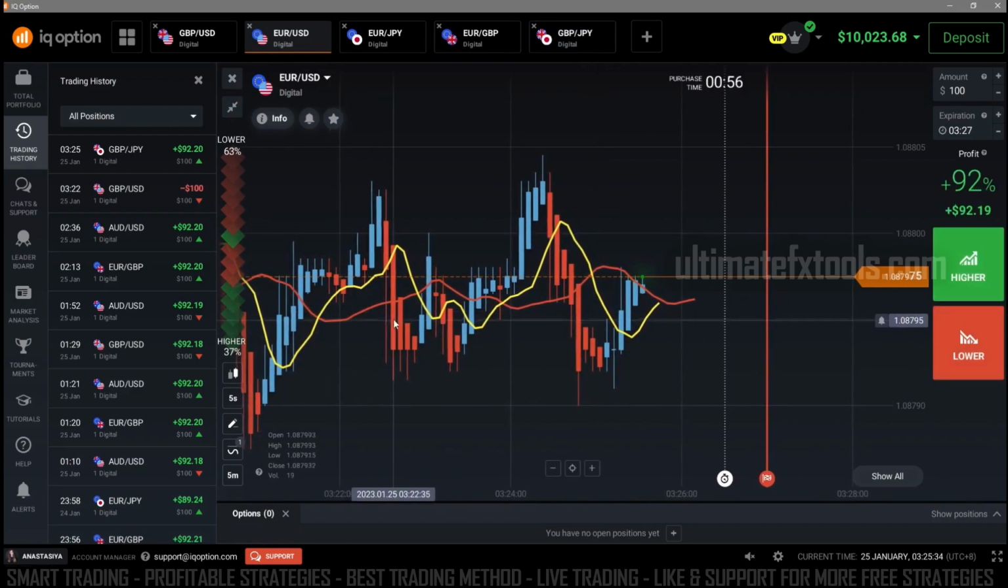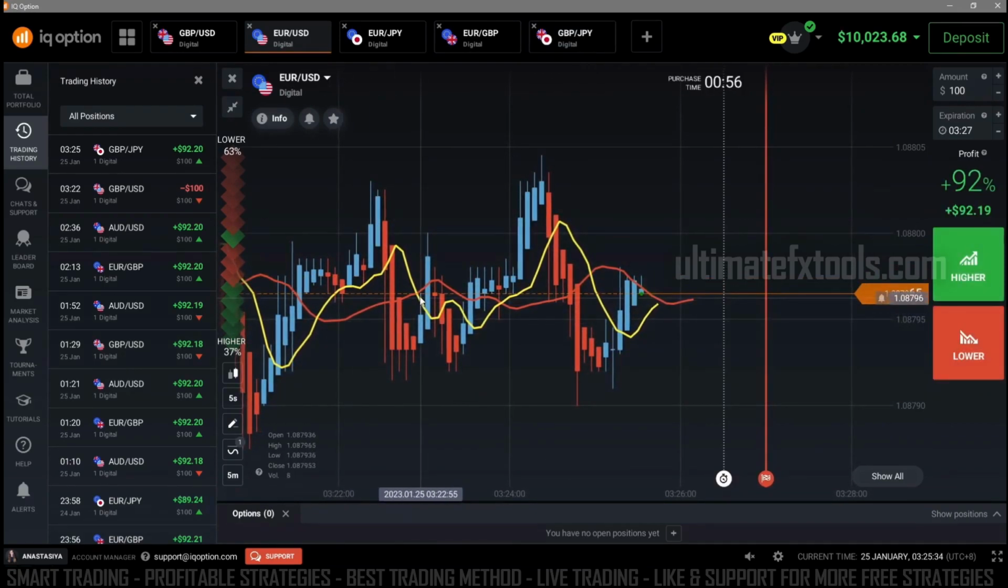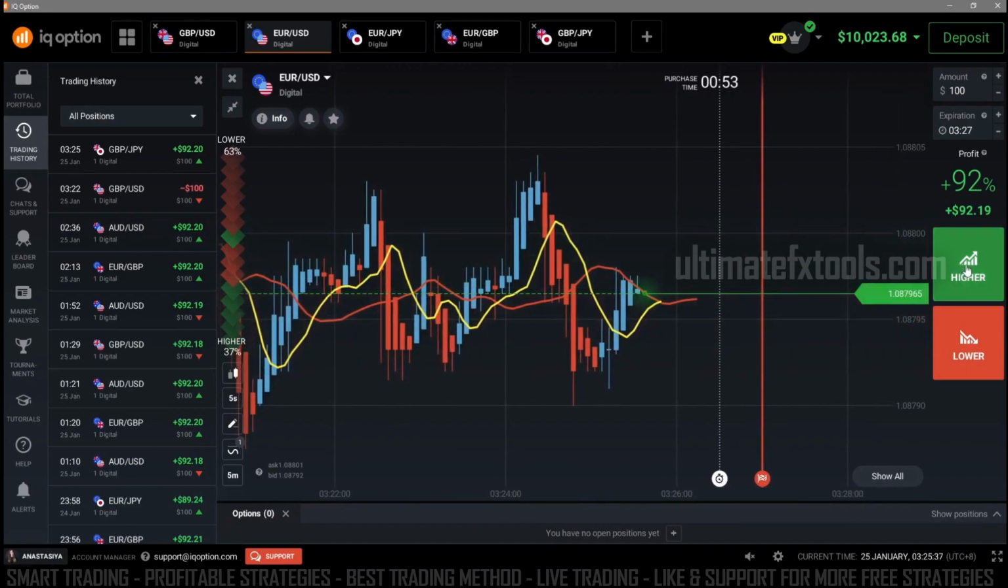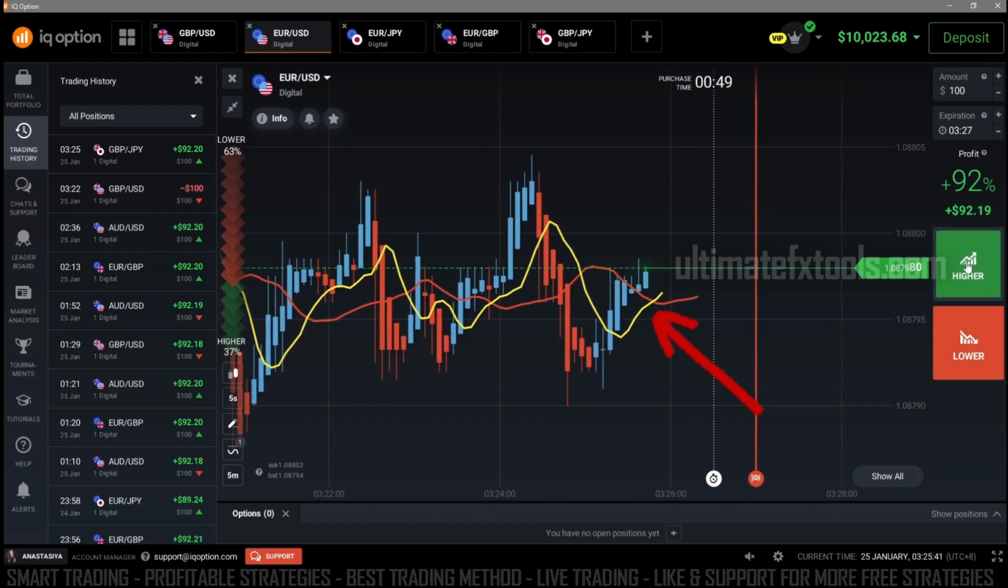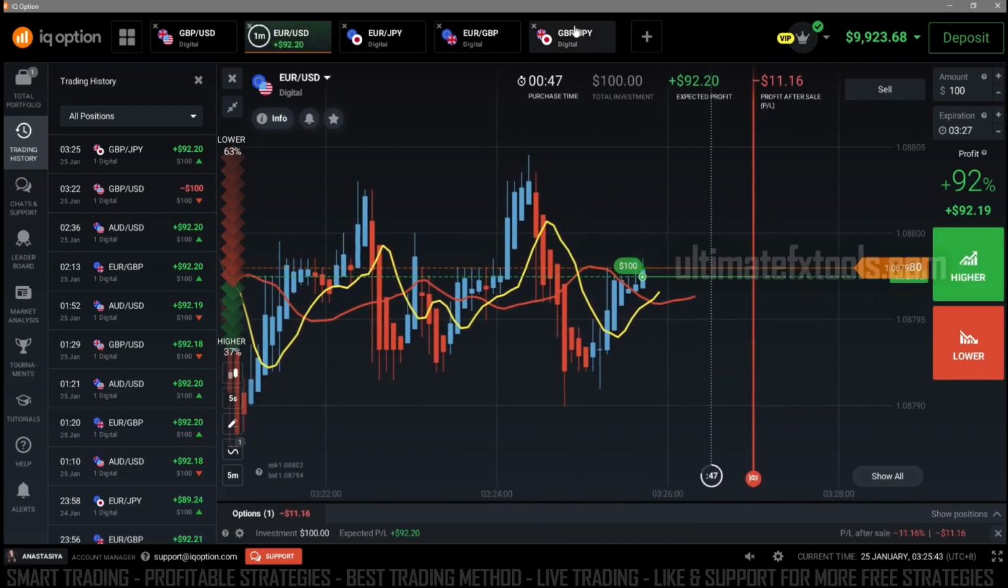This one may not be a good spot to trade, but I will try this one to see if we can get a win. But this market trend here is in a balanced state. It's hard for our indicator to predict what exactly the next trend will be. But let us try to trade. Yellow line crosses below the red line. Then let's go trade higher.